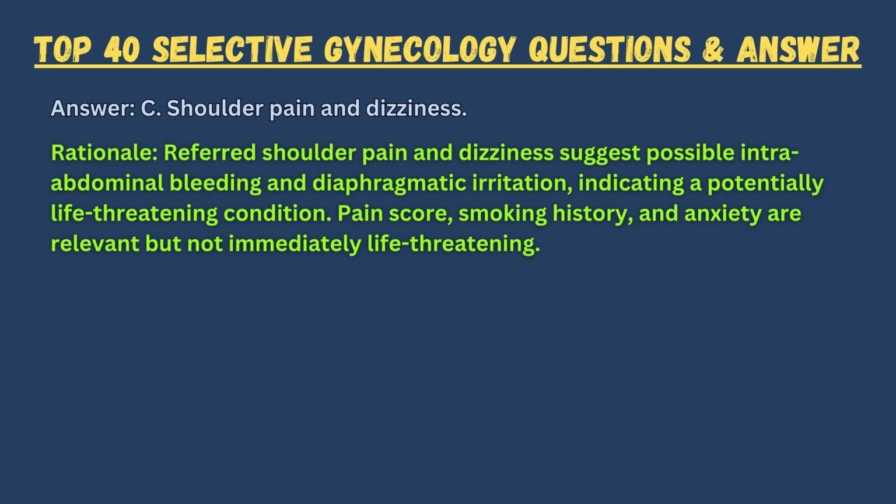Rationale: referred shoulder pain and dizziness suggest possible intra-abdominal bleeding and diaphragmatic irritation, indicating a potentially life-threatening condition. Pain score, smoking history, and anxiety are relevant, but not immediately life-threatening.